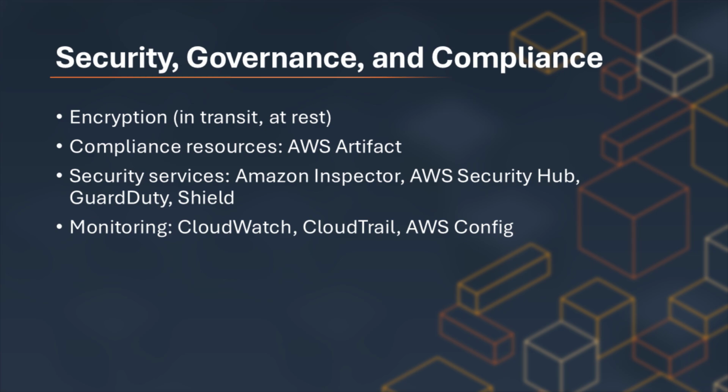Next, security, governance, and compliance concepts. Encryption is vital for protecting data. Data in transit, like API calls or web traffic, uses HTTPS to prevent interception. Data at rest, such as files in Amazon S3 or databases, should use server-side encryption with AWS Key Management Service, KMS. For example, a healthcare app storing patient records in S3 can enable encryption to meet HIPAA requirements.